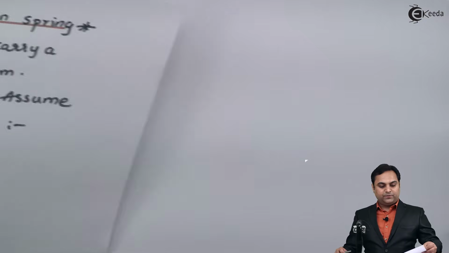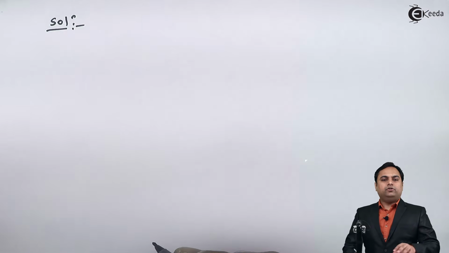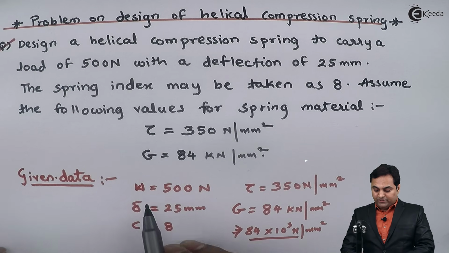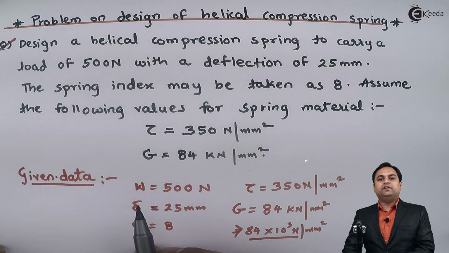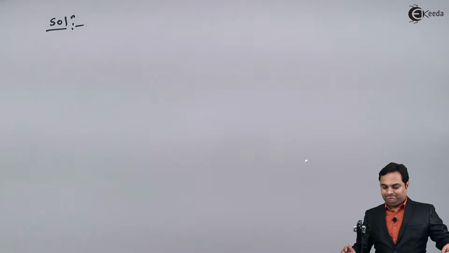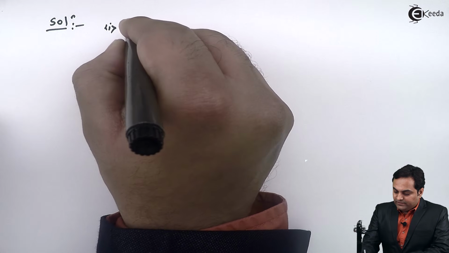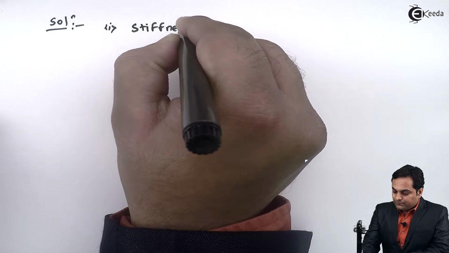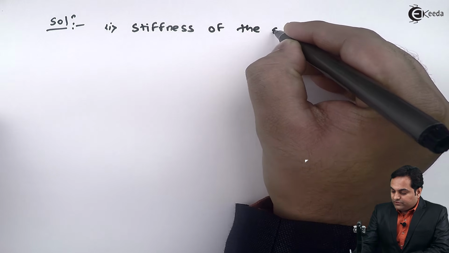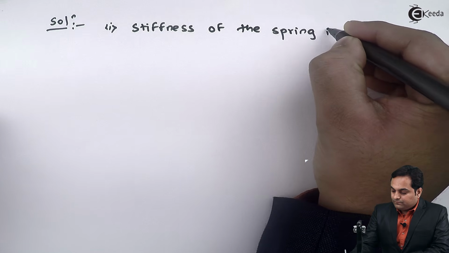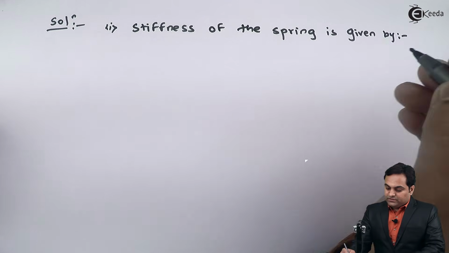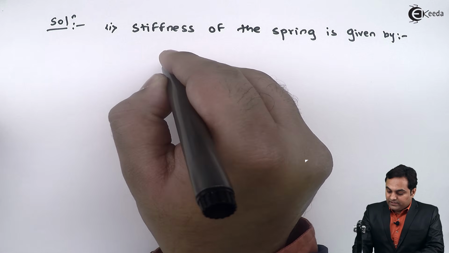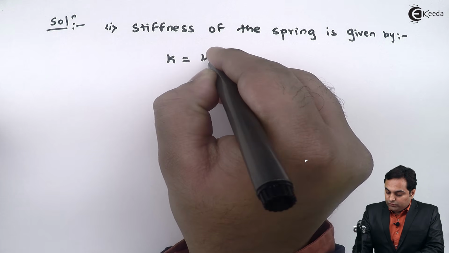So in the solution for this problem, since the value of load and deflection they are given, the first thing which I can calculate here is the stiffness of the spring. So here I'll write down stiffness of the spring is given by, stiffness is denoted by capital K, and that is equal to load upon deflection.